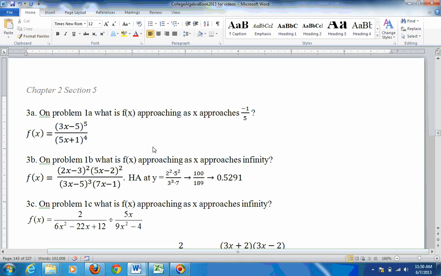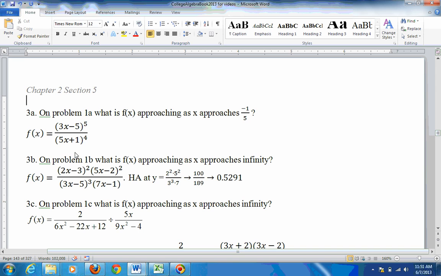Continuing with the homework on section 2.5, problem 3a says on problem 1a, what is f of x approaching as x approaches negative 1/5? Well, this was the problem on problem 1a, and at negative 1/5, that's where we had a vertical asymptote. So if the graph goes vertical, we are approaching infinity when x approaches negative 1/5.